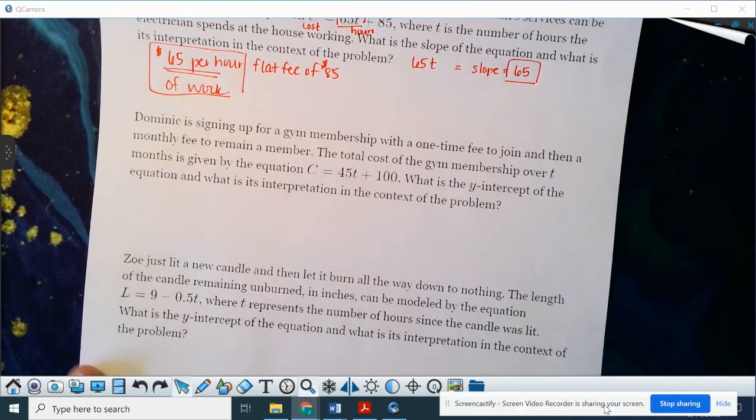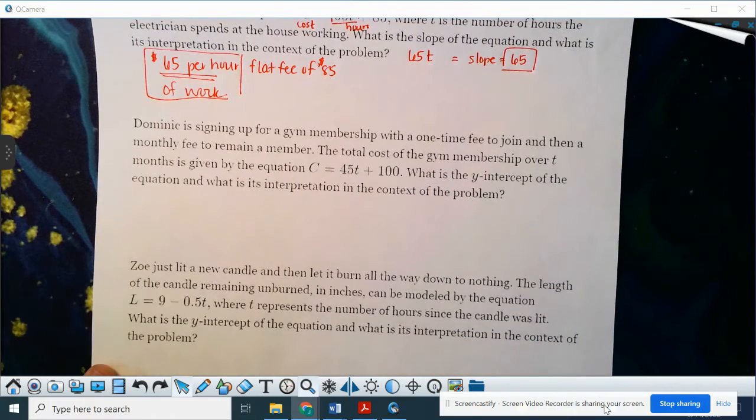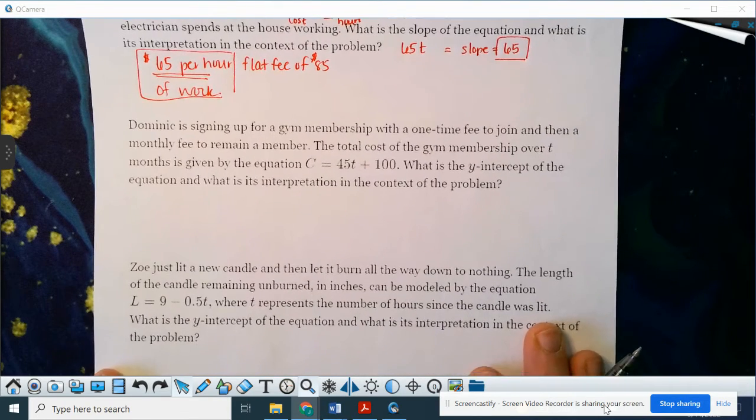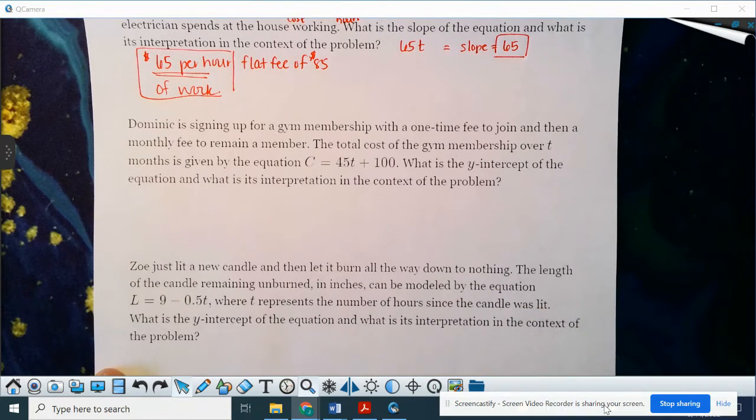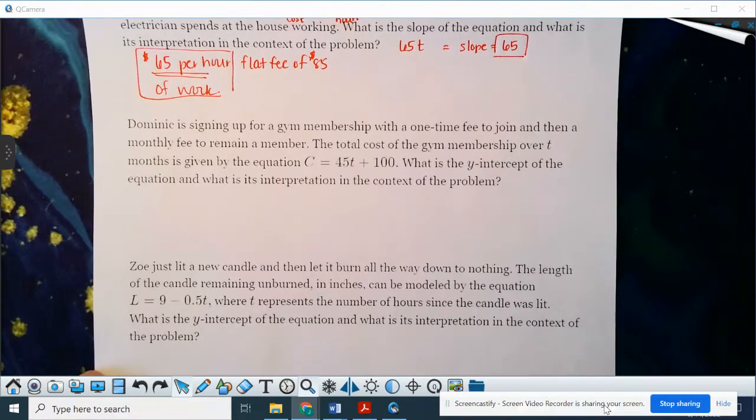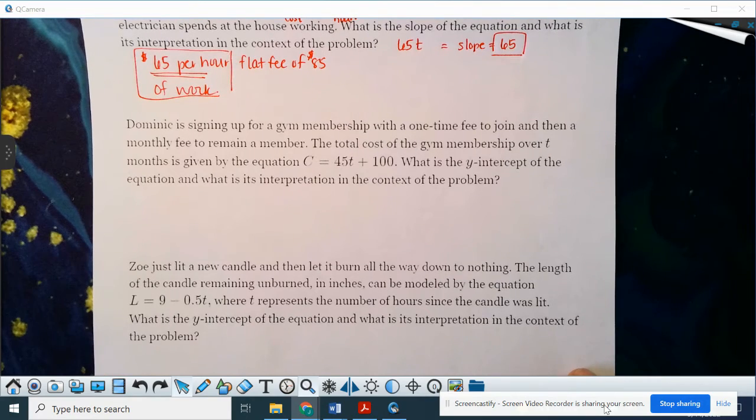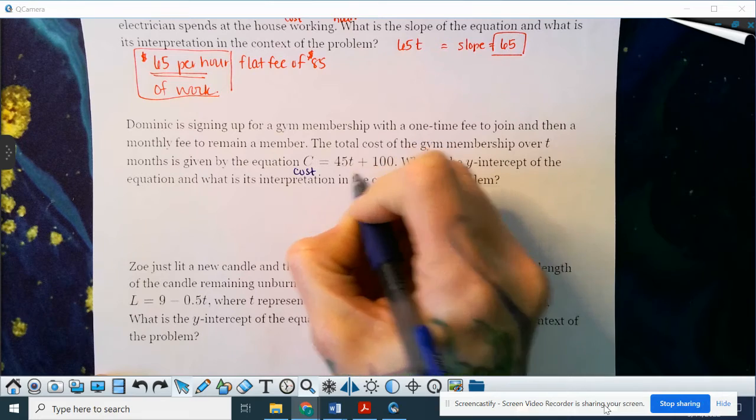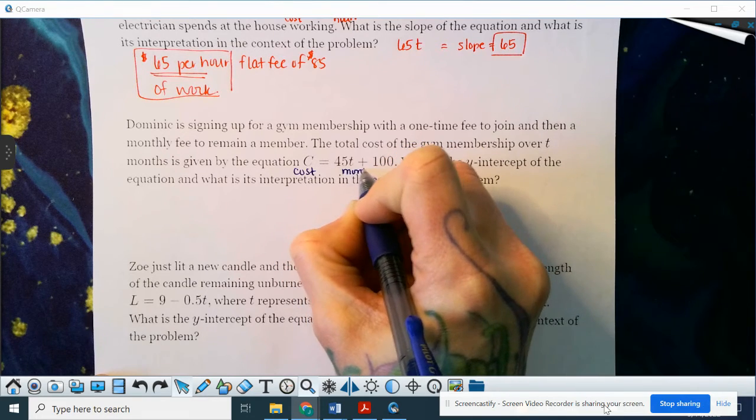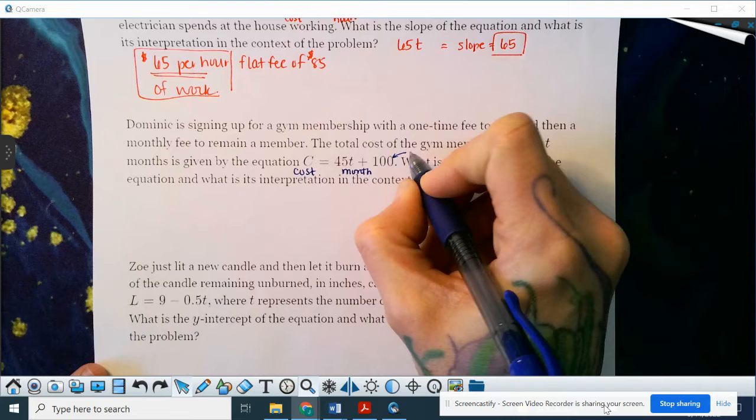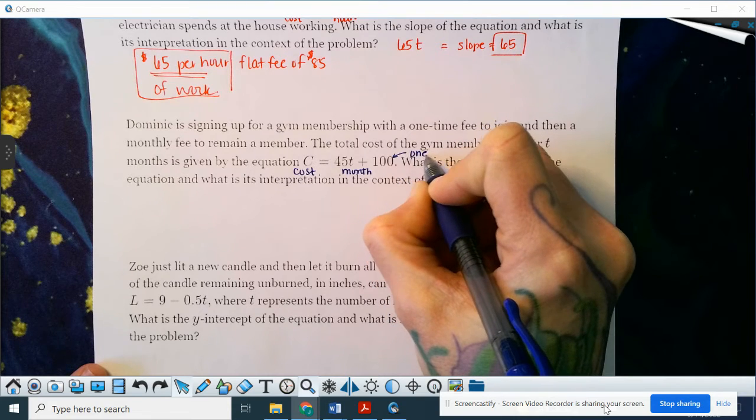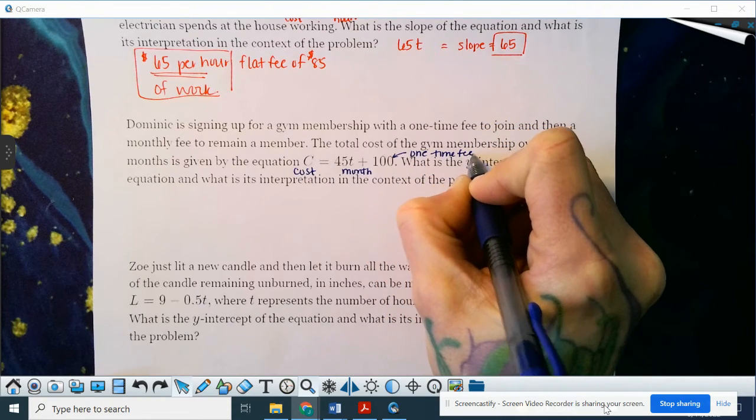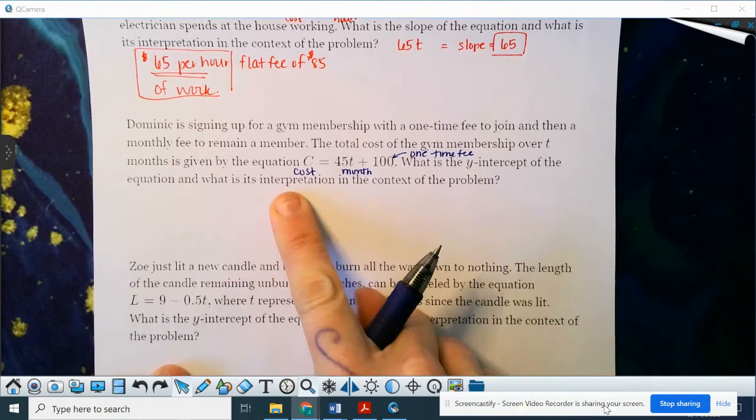Looking at our next one, Dominic is signing up for a gym membership with a one-time fee to join, so that's a flat rate fee, and then a monthly fee, which is going to be the one that changes depending on how many months you're there, to remain a member. The total cost of the gym membership over t months is given by the equation C equals 45t, so t is going to be your months, plus $100, and that's going to be your one-time fee, your non-negotiable. What is the y-intercept of the equation, and what is the interpretation?